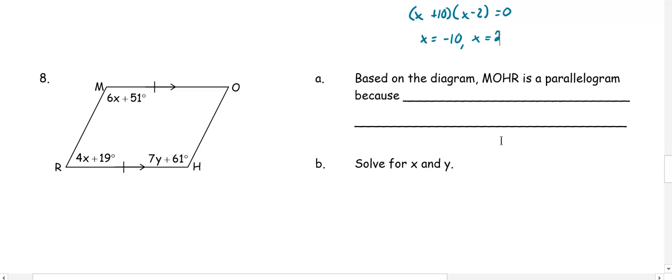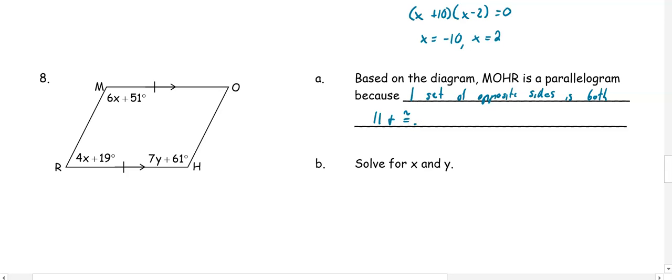In number 8, when I look at my diagram, I see that the opposite sides on the top and bottom are congruent and they are parallel. So we know this is a parallelogram because one set of opposite sides is both parallel and congruent. So now we're going to solve for x and y.